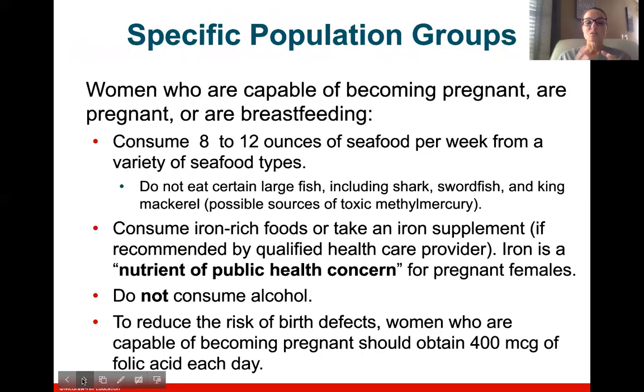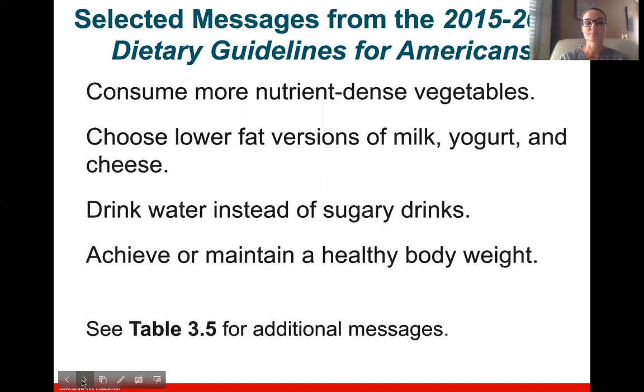So we do have some specific guidelines for certain populations, like women who are of childbearing age. We want them to limit the amount of seafood that they're eating because of possible mercury poisoning. We also want them to eat iron-rich foods and make sure they're consuming enough folic acid. And then they shouldn't be consuming alcohol.